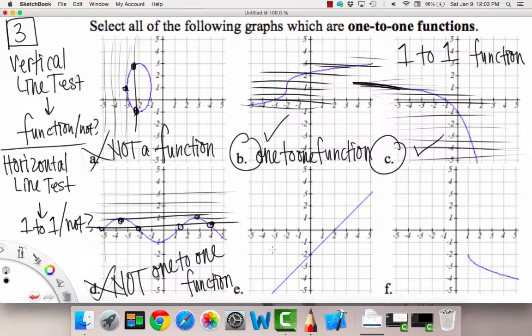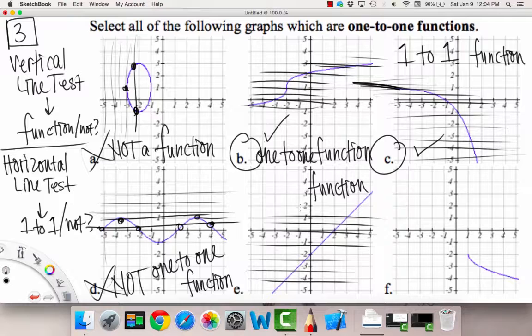Now into part E. Let's do our vertical line test. Once, and this is a line here, so that's pretty simple. So this is a function. Now let's see if it's one-to-one. We do our horizontal lines, and we can see that the horizontal lines are going to cross at most once everywhere. So it's one-to-one, and E is a yes.